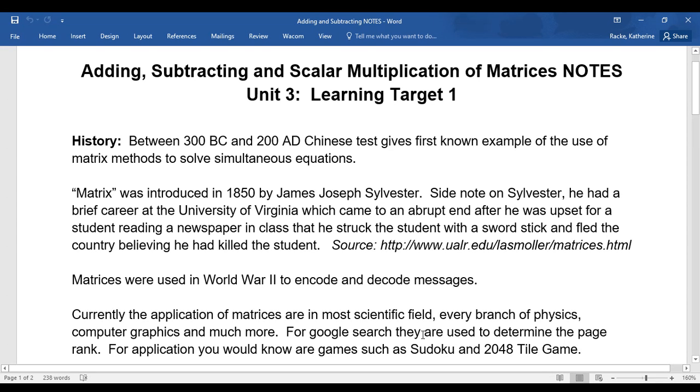Hi guys, today we're starting Unit 3, and this is Learning Target 1: adding, subtracting, and scalar multiplication of matrices. Just a little history before we start.